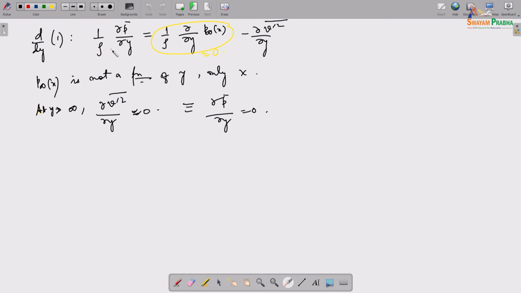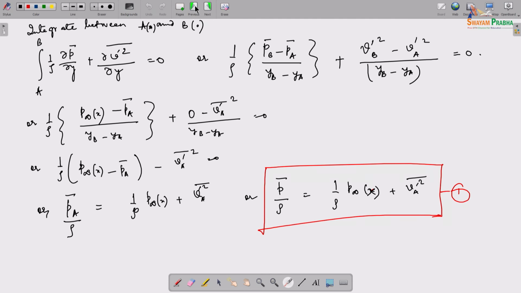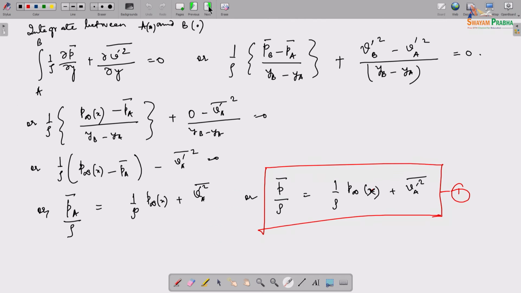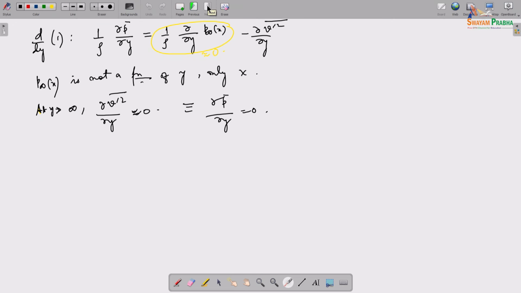Right, we were not like, well, no, not really, I think this is okay. So, that is something we had to sort of work out and see for ourselves. So, pressure gradient in the y direction of a turbulent jet is 0, explain. I basically said that this is your y momentum equation, and that is that. And from there, we are able to see that the mean pressure is given by this, and then finally, we see that del P del y is 0.